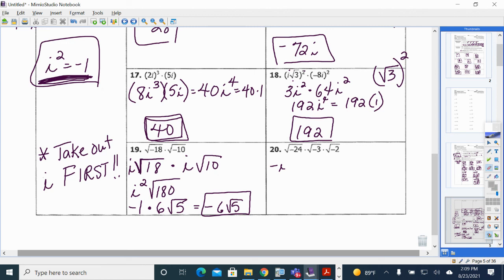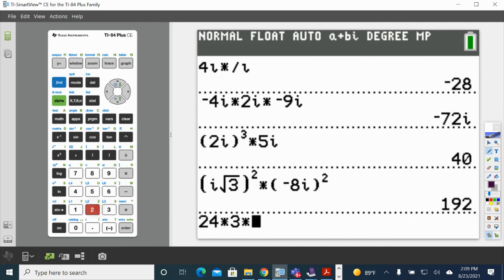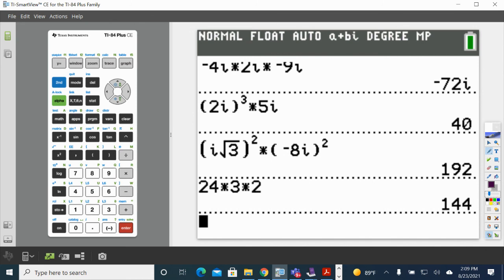The next one, again, we got to take out the i. So we have i times the square root of 24 times i times the square root of 3 times i times the square root of 2. And now we can multiply the outside parts. i times i times i is i cubed. And multiply the inside parts. 24 times 3 times 2 is 144.